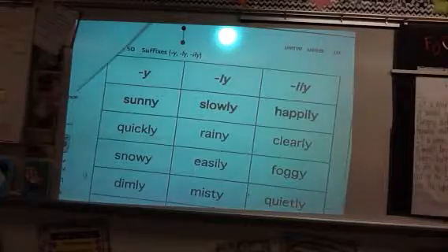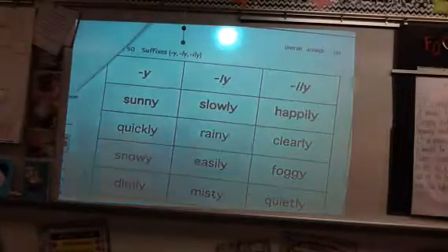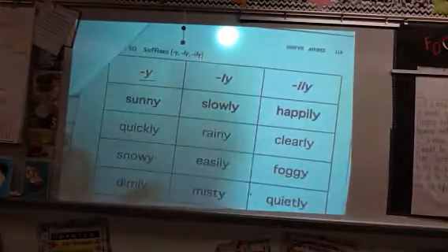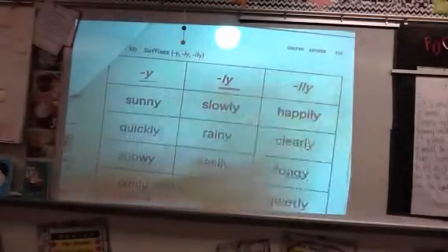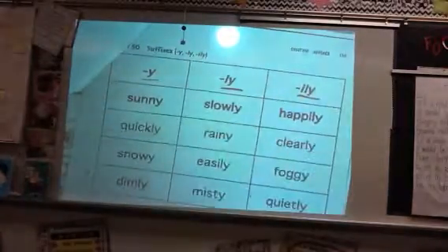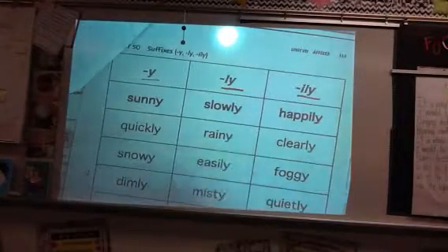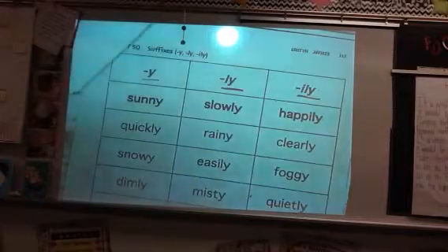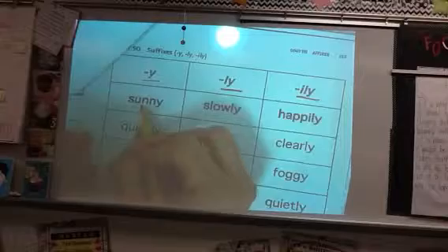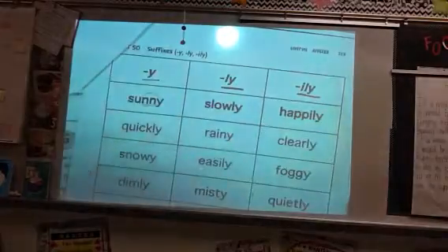I'm not going to use my purple because that's kind of going out. I'm going to have y in blue, ly in red, and ily in orange today. So if you look at the word sunny, what you need to pay close attention to is when the consonant down here is doubled.